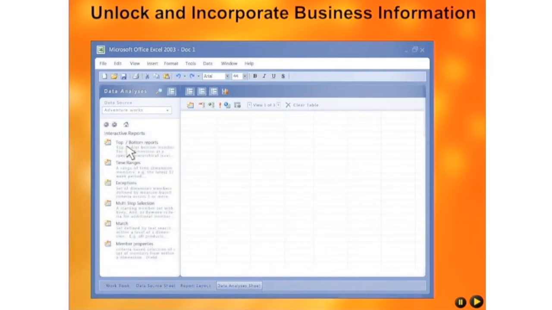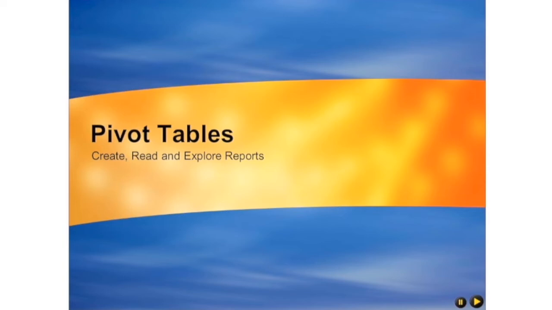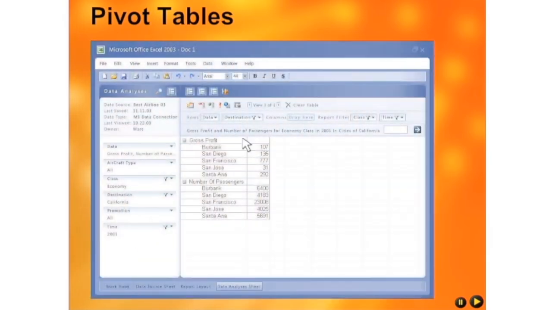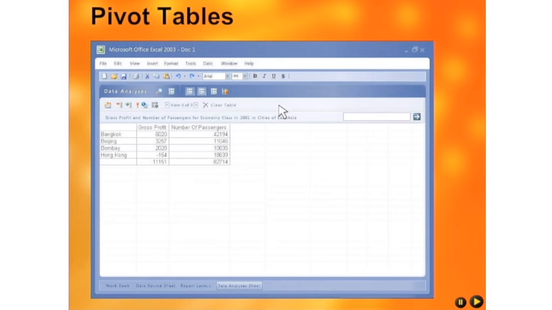If you wanted to know which cities generated the most sales, then click Top-Bottom Reports, select your parameters, and get the report you need. It will be easier to create, read, and explore reports using the new pivot tables. Click once, and only your data from 2001 is shown in your report. Change the layout of the report by clicking another button. The integration of natural language technology allows you to make quick changes to the report in a convenient way. Just type "and San Francisco," and that city is added to your report.